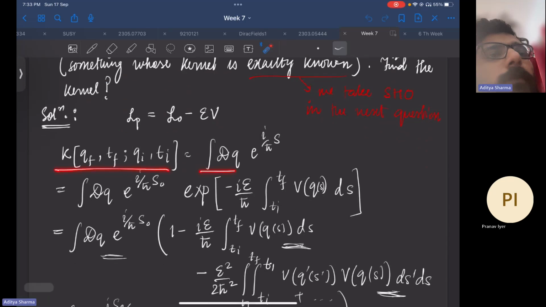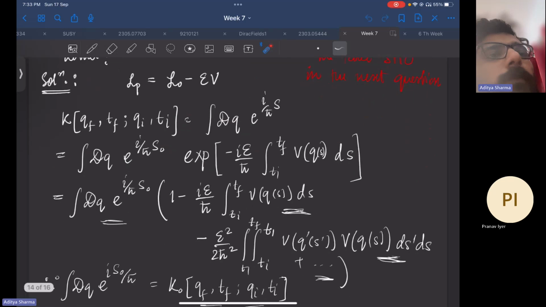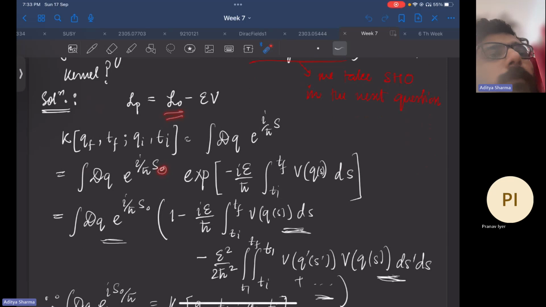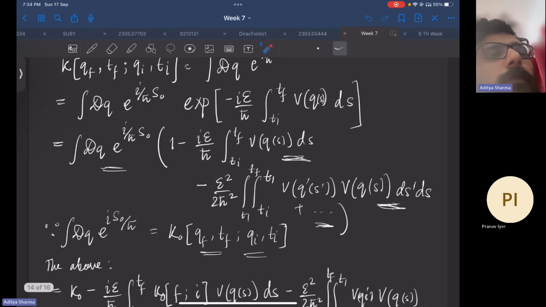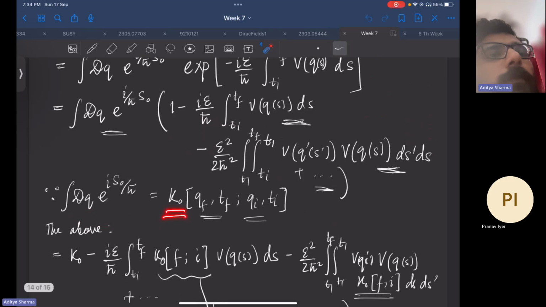So K can be written like this, where this S naught is for the L naught part, and epsilon V is this part. Now I'll expand this. This is nothing but the kernel for the Lagrangian which you know. So you are going to have this kernel, minus, the kernel is already evaluated. It's not a function of S. So I'm putting this kernel inside.